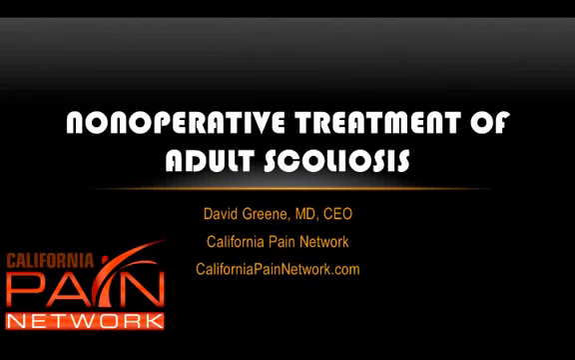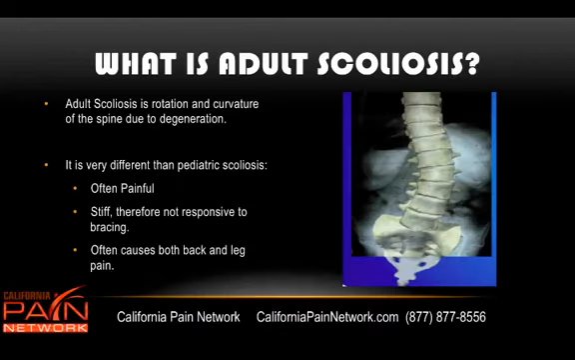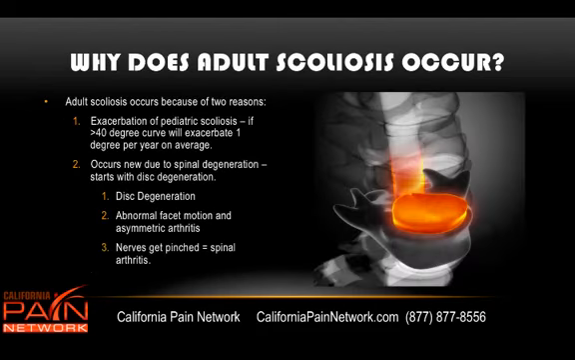The topic today is the non-operative treatment of adult scoliosis. Adult scoliosis involves rotation and curvature of the spine due to degeneration. It's very different in adults than it is in pediatric kids. It's often painful, it's stiff, and it's not responsive to bracing, like pediatric scoliosis, and it often causes both back and leg pain. Okay, so in kids, it's usually very flexible, responsive to a brace. It's not typically very painful, so it is extremely different.